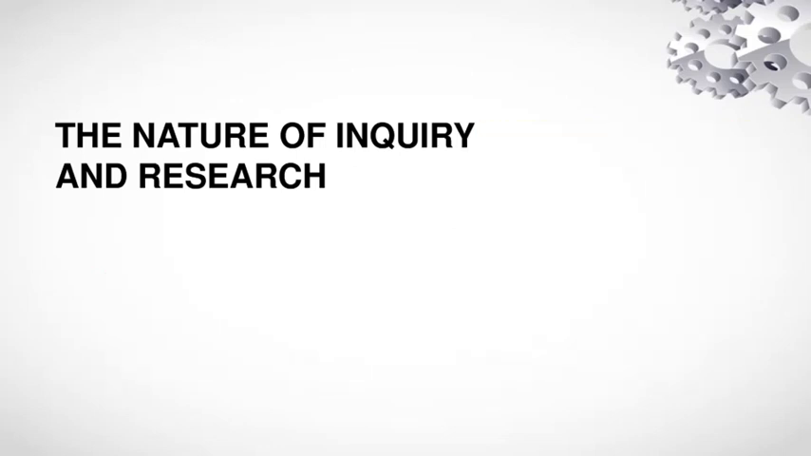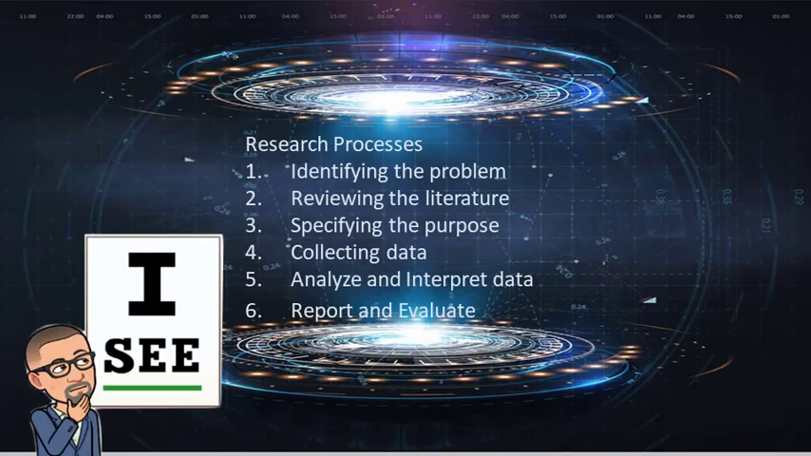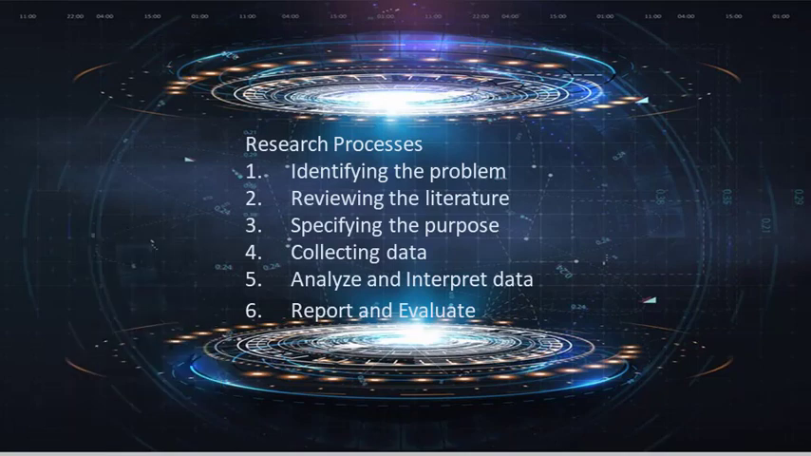Now, in terms of processes involved in research, these are the steps: number 1, identifying the problem; number 2, reviewing the literature; number 3, specifying the purpose; number 4, collecting data; number 5, analyzing and interpreting data; and number 6, reporting and evaluating.